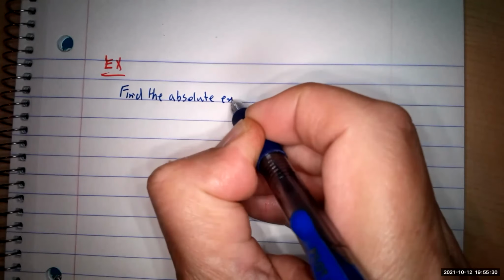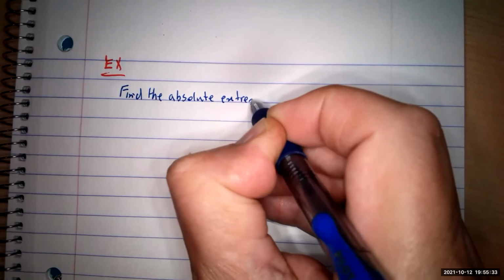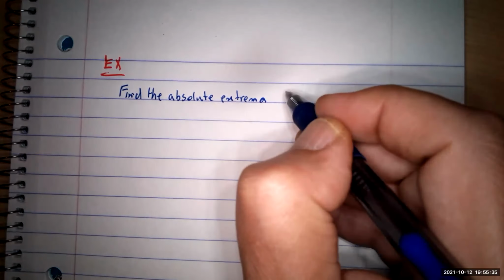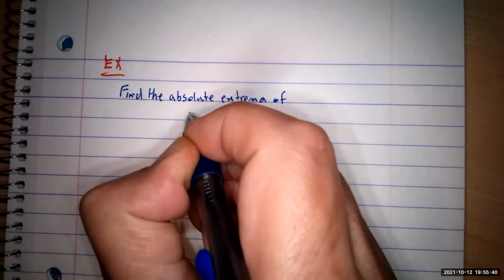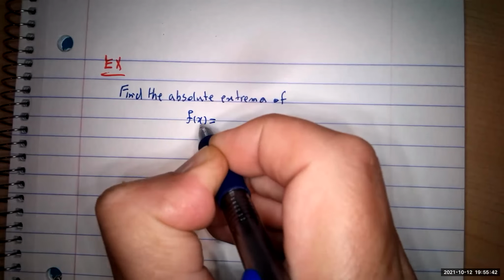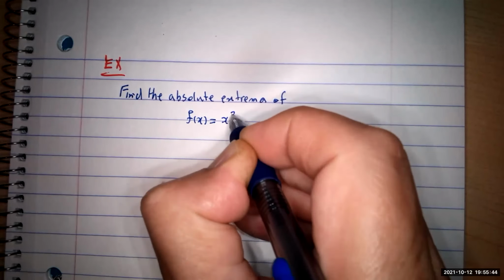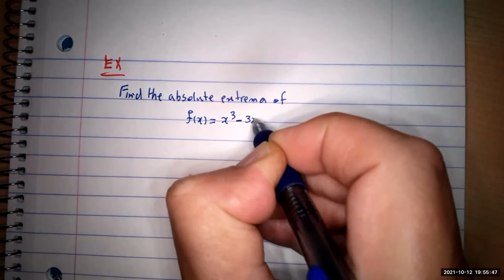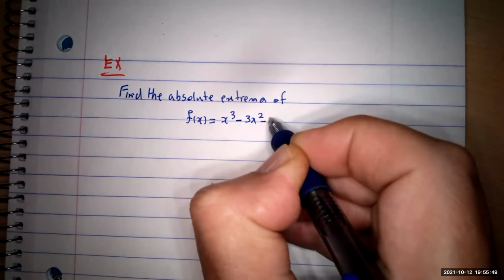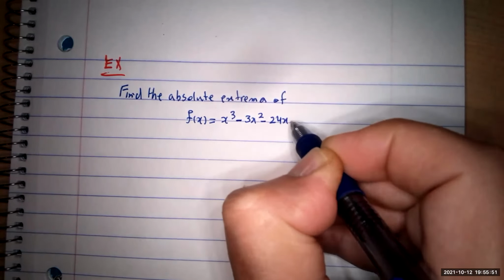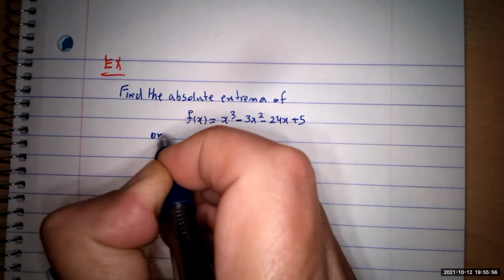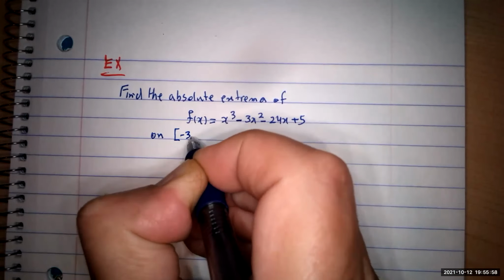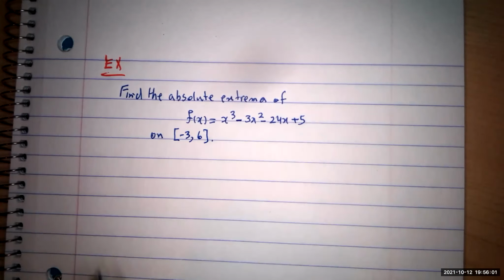extrema, which means the max and the min of the function. And this is going to be the function: f of x equals x cubed minus 3x squared minus 24x plus 5. I'll show you that sometimes you have to be patient. You want to do it on this closed interval, negative 3 to 6.